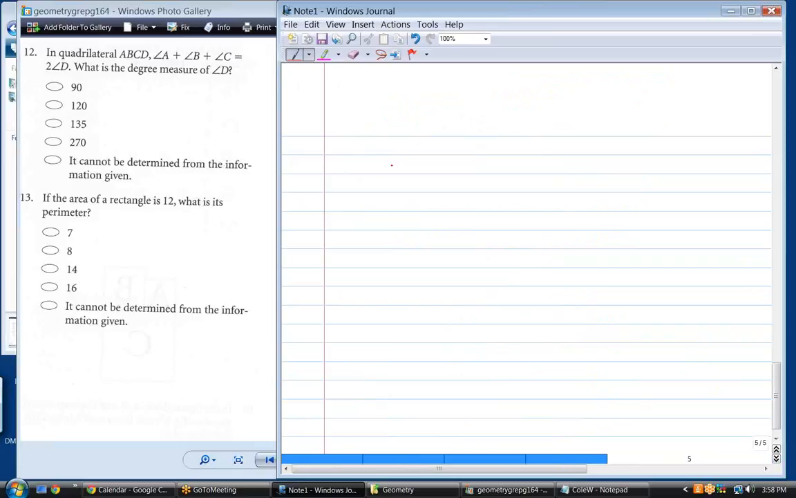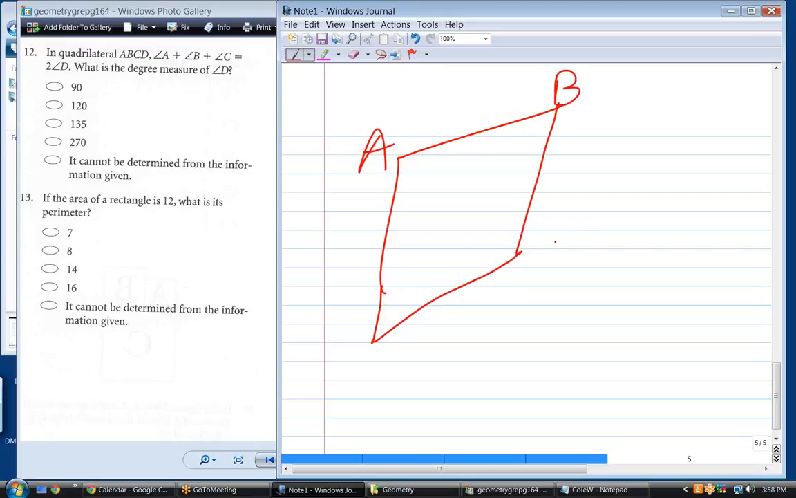They say we have a quadrilateral. Well, that just means we have 4 sides. Nothing about them that we know. And we have side A, side B, side C, and side D. And they're telling us that A, B, and C equal 2D. Well, can we figure out what D is? When you see a problem like this, always think about what kind of an equation I can write.